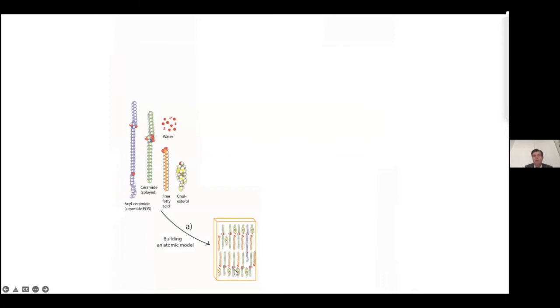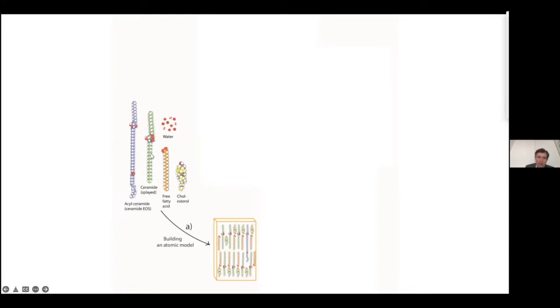And now we want to equilibrate the model. So what we do is that we calculate the interaction between every atom in every molecule and all the other atoms in the system. So you see here, the molecules are composed of atoms. Every little sphere is a single atom. So the red atoms, these are oxygen atoms. The white atoms, these are hydrogen atoms. The green atoms, these are carbon atoms in ceramides, while the orange atoms are carbon atoms in free fatty acids, and the yellow atoms are carbon atoms in cholesterol. The blue ones are the carbon atoms in the acylceramides.